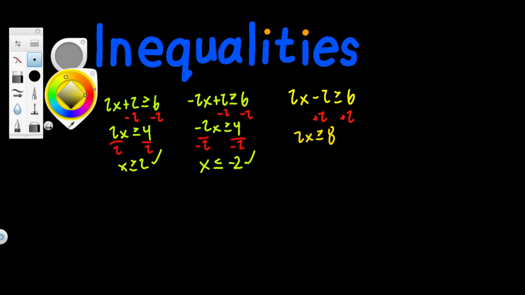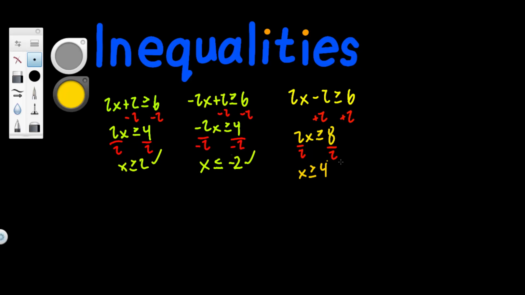And now we want to divide both sides by 2. Since this is a positive, I am again going to leave the direction of the inequality the same as before. x is greater than or equal to 4. And now we can test this. Let's go with 4. 2 times 4, that's 8. 8 minus 2 is 6. So this satisfies greater than or equal to.